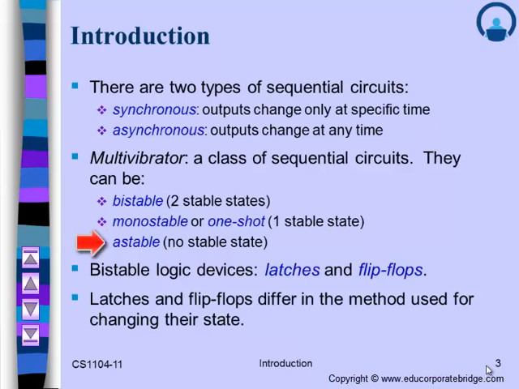Now, astable multivibrators have no stable state. A circuit of an astable multivibrator can be made using NOT gates, but the most important condition is that it should have an odd number of NOT gates.